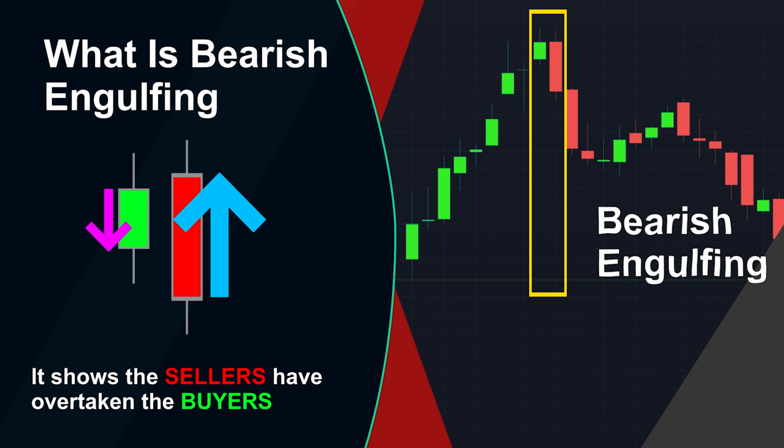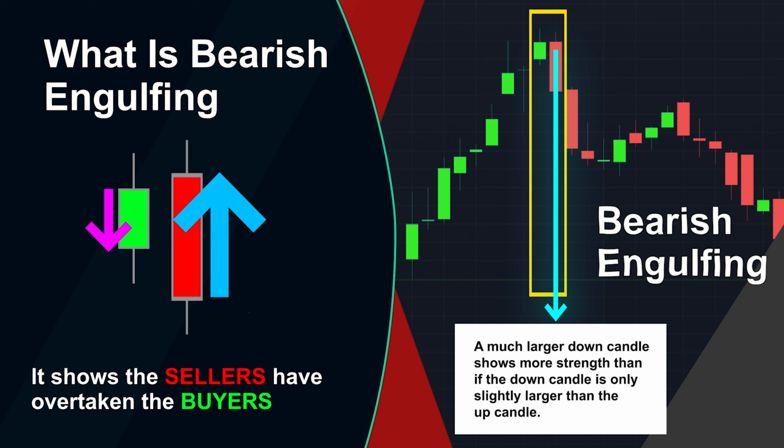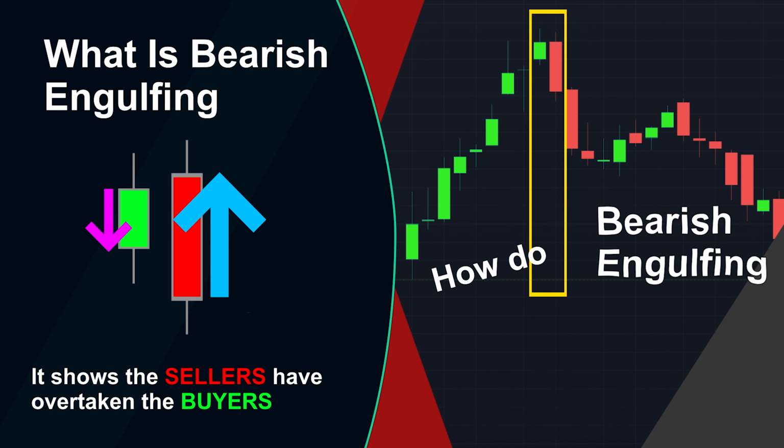The pattern has greater reliability when the open price of the engulfing candle is well above the close of the first candle, and when the close of the engulfing candle is well below the open of the first candle. A much larger down candle shows more strength than if the down candle is only slightly larger than the up candle. How do we trade it?